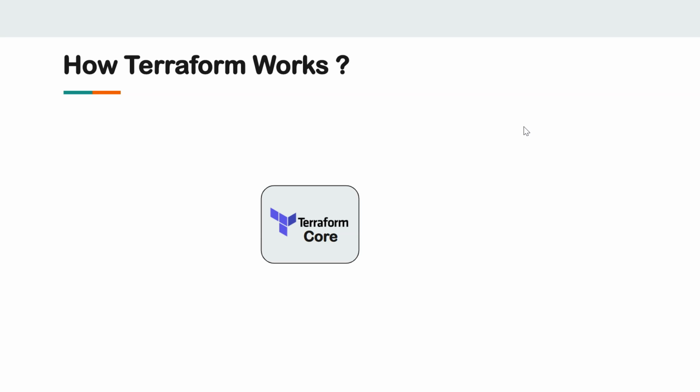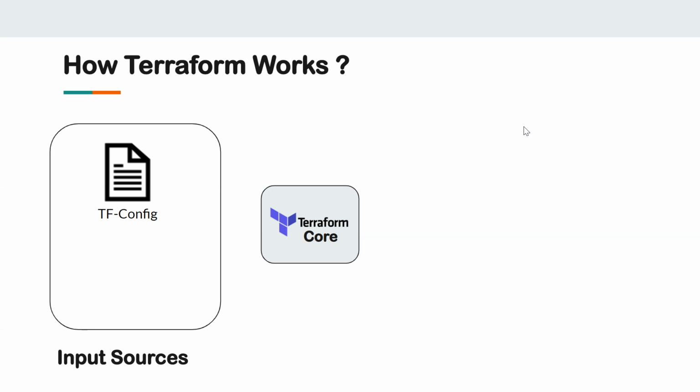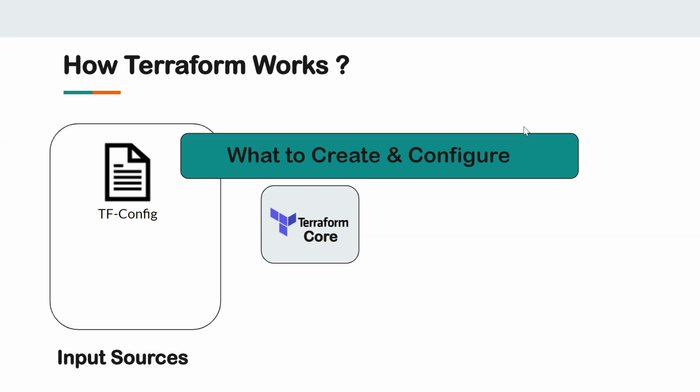So to understand how Terraform works, we first look at the Terraform core as the first component. What could be the input sources for my Terraform code? There are mainly two. The first is the Terraform config file, where we write the code for what infrastructure I want to create. That's the creation and configuration of my particular infrastructure.